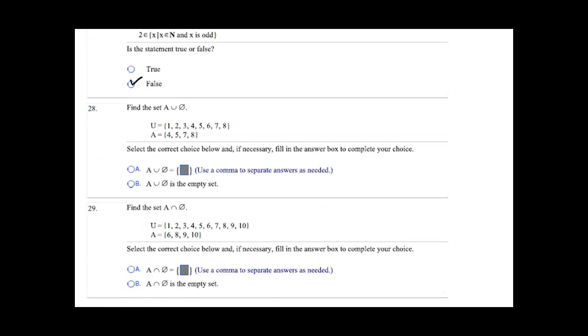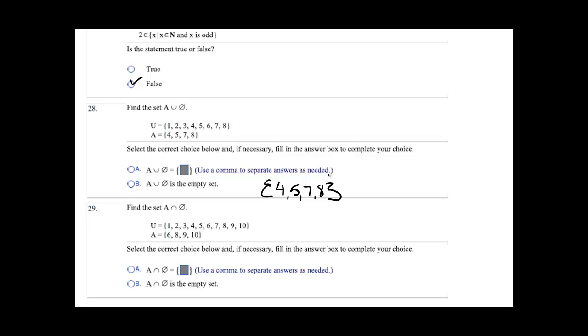For 28, it wants us to find a union, the null set or the empty set. Well, again, union means everything from both the sets or all the elements from both sets, which is just going to be the elements in set A because the empty set is empty. So, A union empty set is going to be the set 4, 5, 7, 8.